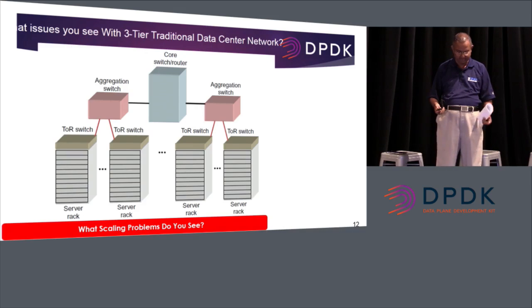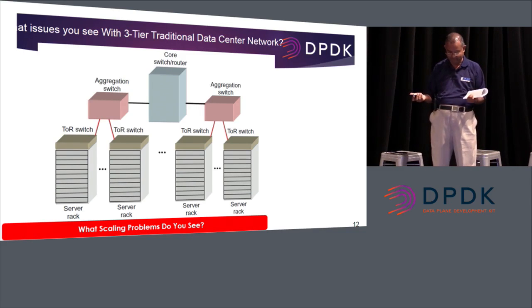So many of you definitely are aware of this model, right? Like the traditional 3-tier data center networks. What are the scaling problems you see here? Anybody can shout it out, please. If you are going through 3 layers, when you go through multiple layers, your congestion is very difficult to control. And then you're talking about packet drops and all those things.